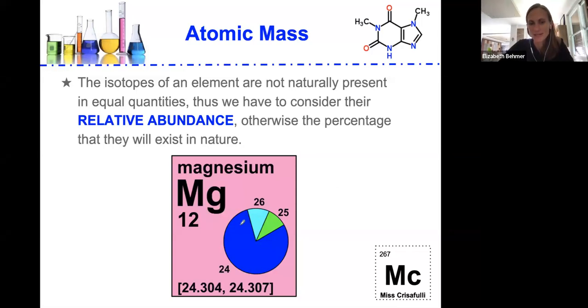So here we have magnesium 24, 25, and 26. Magnesium 24 is more abundant in nature, so we'll use that to calculate magnesium's atomic mass.